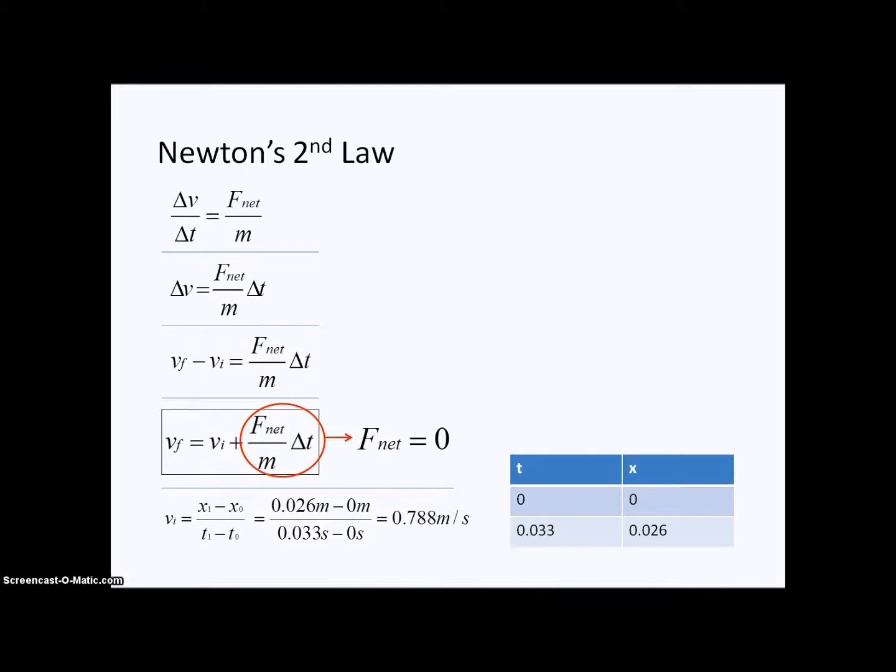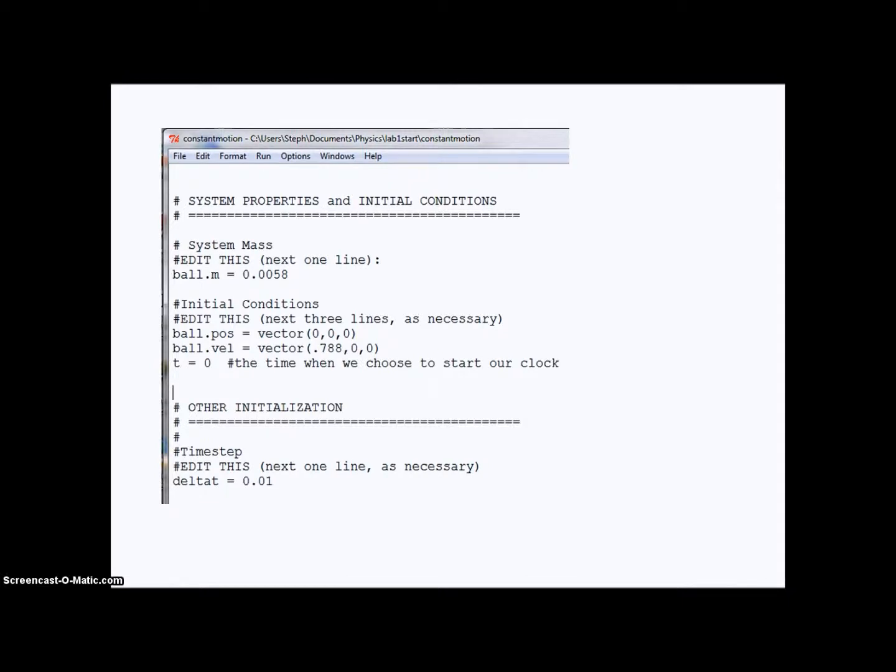I set up the model by entering the relevant values into a Python program that predicts motion using Newton's second law. Here are the key changes I made to the program. The mass of the ball is 5.8 grams, or 0.0058 kilograms. This value will be cancelled out in the equation, but I entered it for the sake of completeness. The initial position of the ball is 0. Its initial velocity is 0.78800.